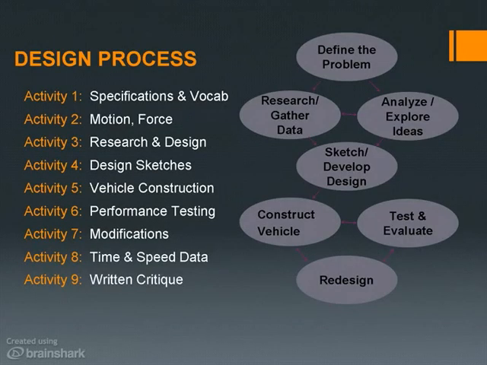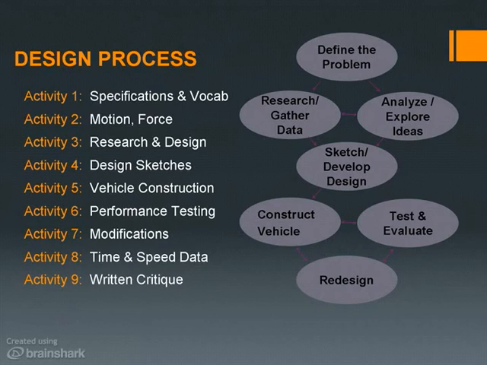Here's how the design process works. Look at the bubbles on the right-hand side. They flow left to right and top to bottom if you look at the way the arrows go. In each activity, you're going to flow from top to bottom, but they will give you more and more information to work with. Completing your written critique at the end will use all the information you gather from Activity 1 through Activity 9.